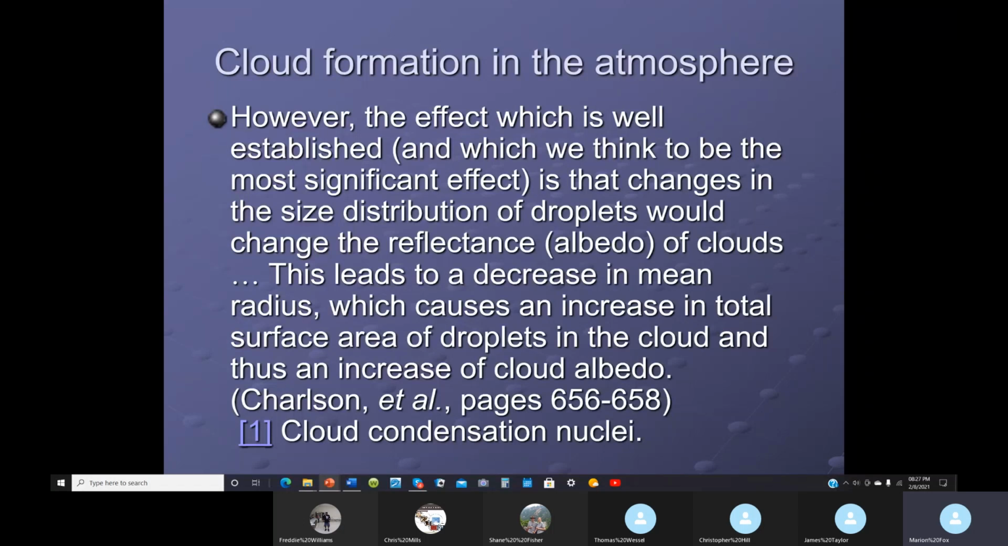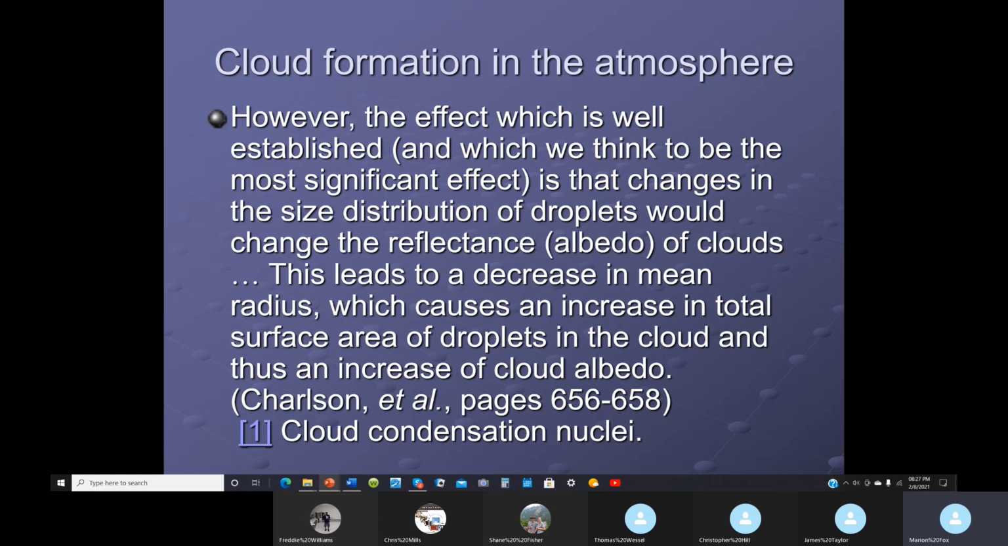However, the effect that we think to be the most significant is that changing the size distribution of droplets would change the reflectance, the albedo of the clouds. In other words, it will reflect more light back. Clouds reflect light back. This leads to a decrease in mean radius of the droplets, which causes an increase in total surface area of droplets in the cloud, thus an increase in cloud albedo. So it depends on the size of the droplets as to how much is reflected. That's what he's telling you.